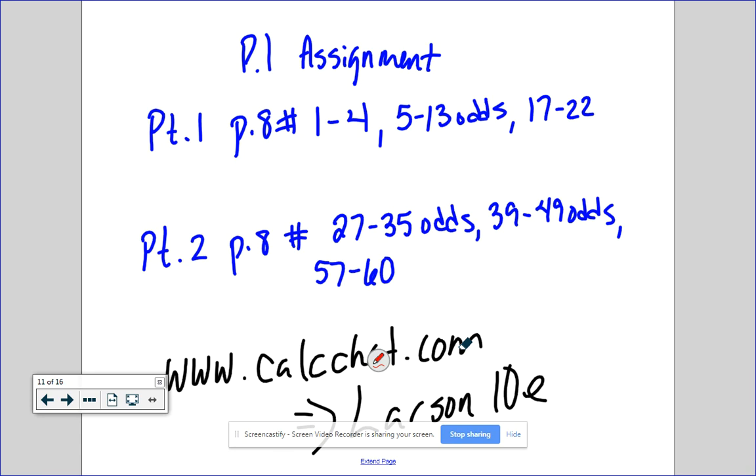So part 1, you should be able to do all of part 1 right now. 1 through 4, 5 through 13 odds, 17 to 22. This is in the textbook then? Yep. Hopefully that's the right page. Yes, it is. And part 2, 27 to 35 odds, 39 to 49 odds, 57 to 60. Those are both due on Wednesday of next week.